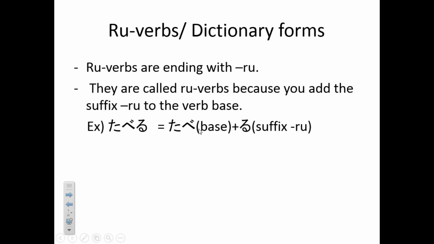Now let me talk about ru verbs. Ru verbs' dictionary forms are ending with ru always. Okay, even though u is at the end, you should consider ru as the ending for this verb. And they're called ru verbs because you add suffix ru to the verb base. The verb base, for example, of taberu is tabe, this part. And then suffix ru is attached to this verb, taberu.